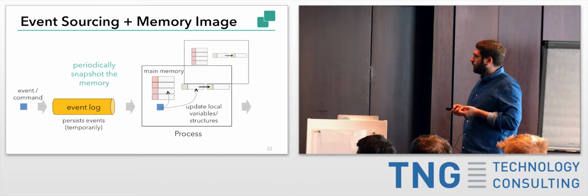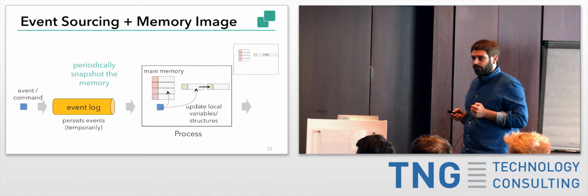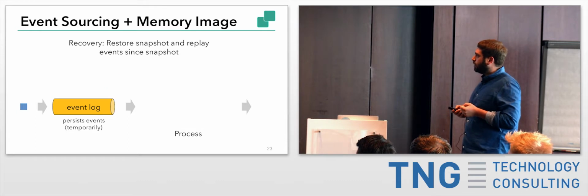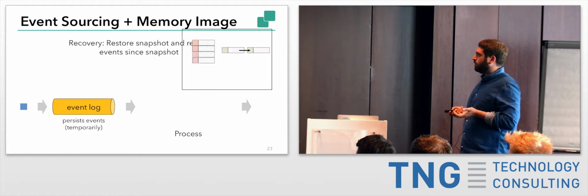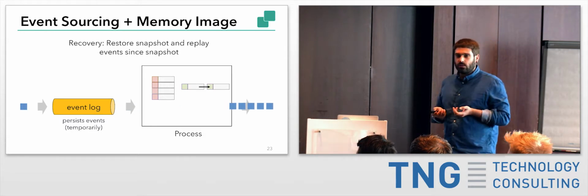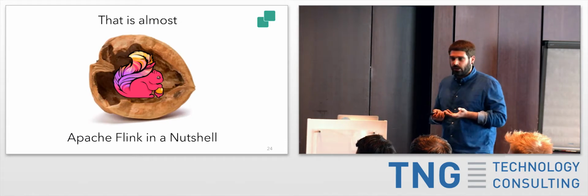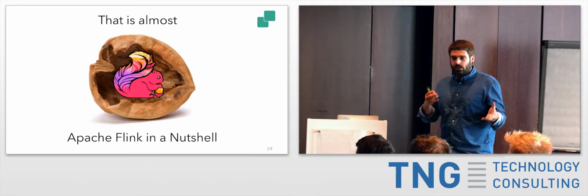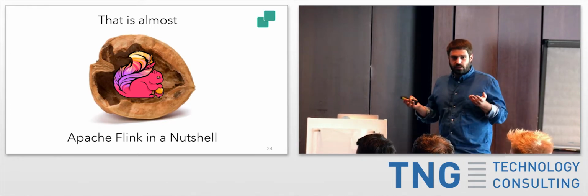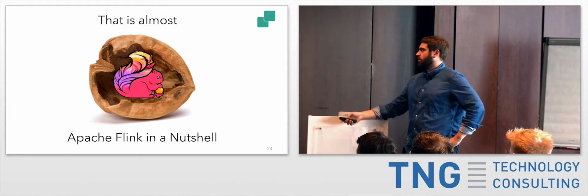And periodically, we can take a snapshot of a process and put it somewhere that is durable. In the case that there is a failure, we're just going to reload that. We're going to restart the event log, and we're going to replay. So that is the main idea, and that's essentially what Flink gives you. It gives you the ability to snapshot state and reload state. That's the basic Flink mechanism, which is called the checkpointing mechanism.